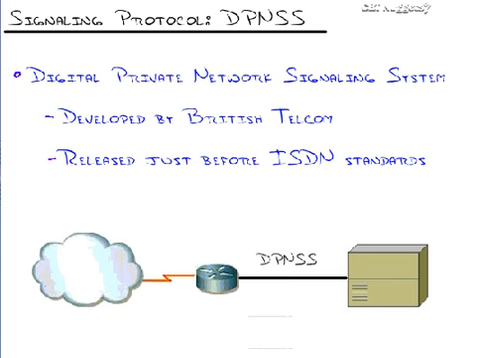Now, QSIG may be the most popular protocol up at Layer 3, but we also have DPNSS. That's right. James Bond did play a part in developing DPNSS. It was actually developed by British Telecom back in the 1980s, actually the year 1980, before the ISDN standards were released and before QSIG came along.